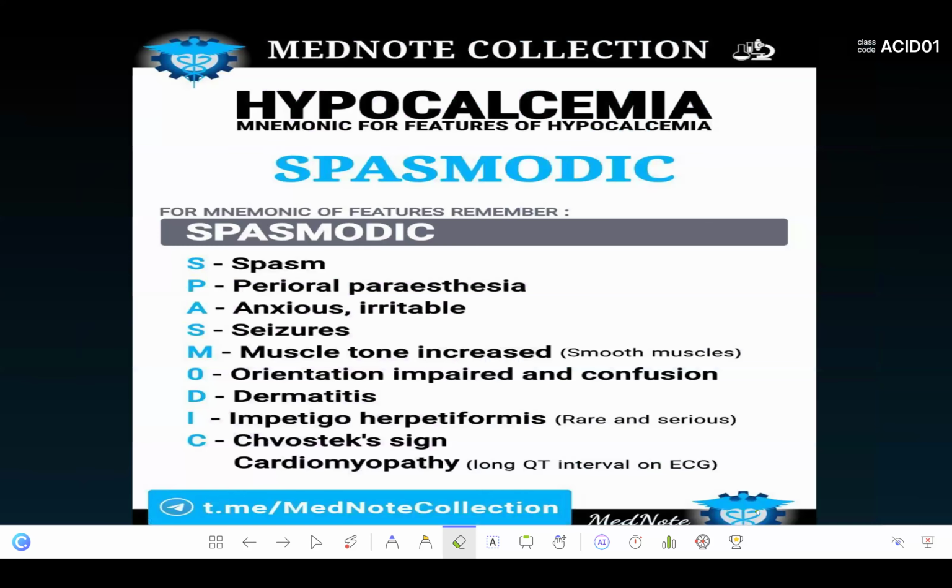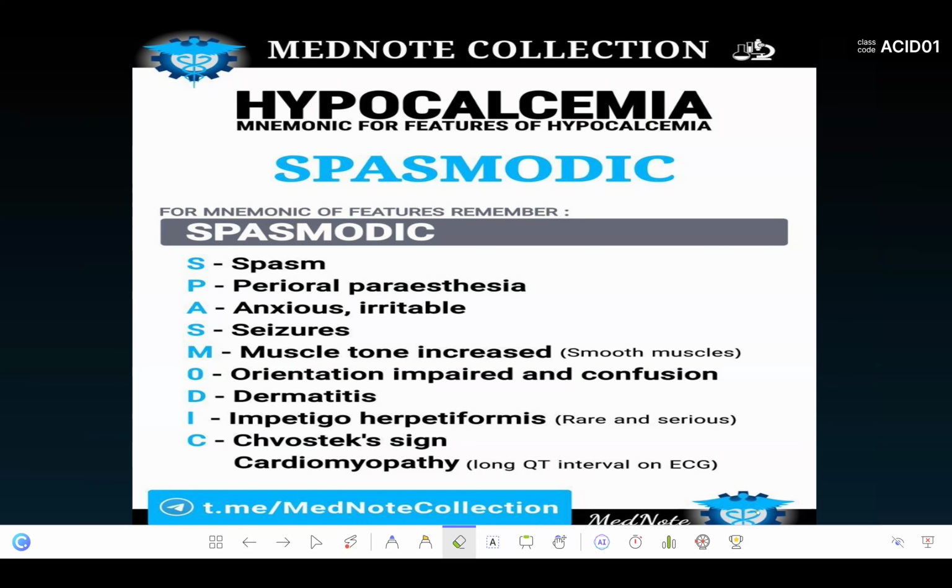Hypocalcemia. The problem with hypocalcemia is there's not enough calcium. So with low calcium, some of the ways that we can remember this is the word SPASMODIC, which is an easy way to remember this. S is for spasm. P is for perioral paresthesia. A is for anxious and irritable. S is for seizures. M is for muscle tone increase, such as the smooth muscles.